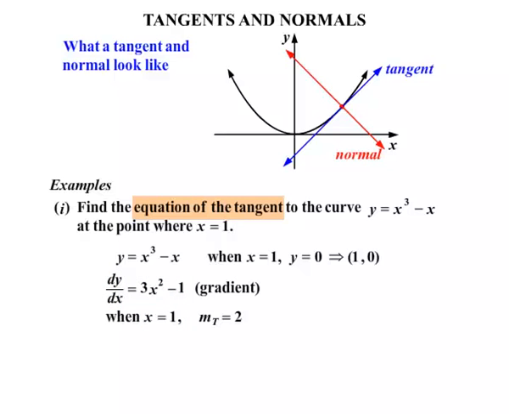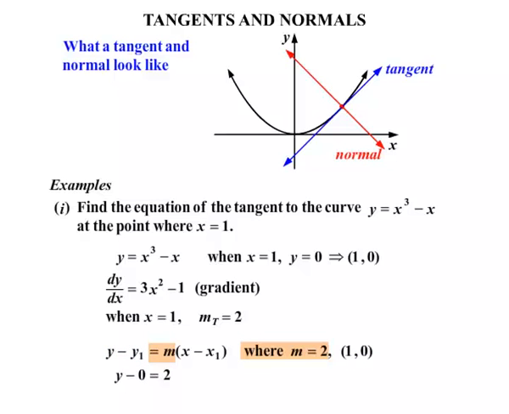So we need the equation of the tangent. We're going to use this formula, a very popular formula, y minus y1 equals m times (x minus x1), where we know the gradient is 2 and the point of interest (1, 0). So y minus y1, where our y1 value is 0, equals m, where m equals 2, times (x minus x1), where x1 in fact is 1. So we got y minus 0, that's simply y, expand the brackets, it equals 2x minus 2. So there we have it, that's the equation of the tangent.